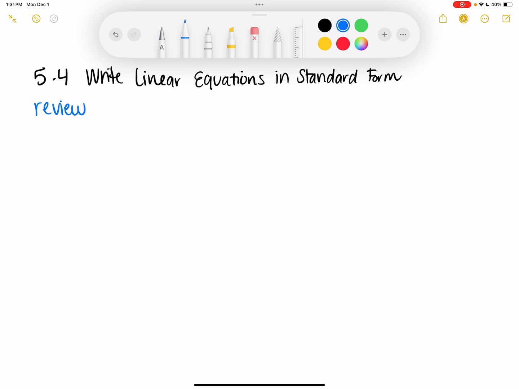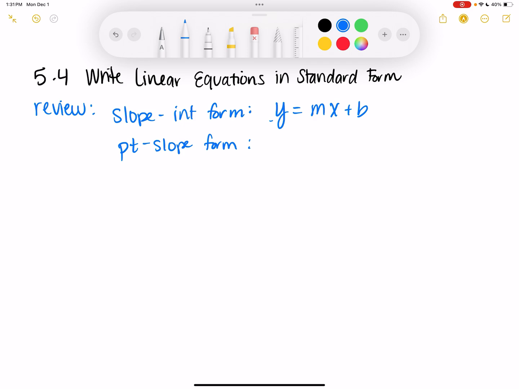All right, so we're going to do a little refresher here. We have slope-intercept form, which is y equals mx plus b. I have point slope form, which is y minus y1 is equal to m times x minus x1.